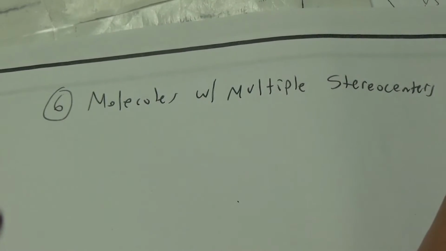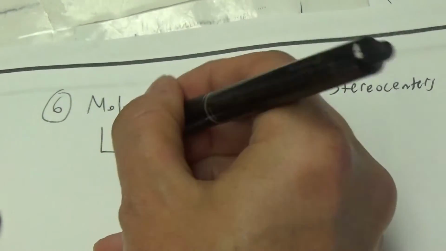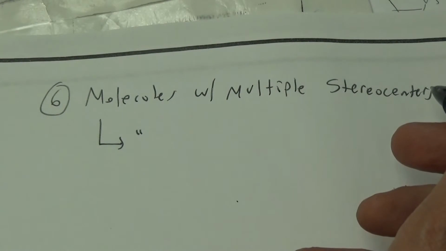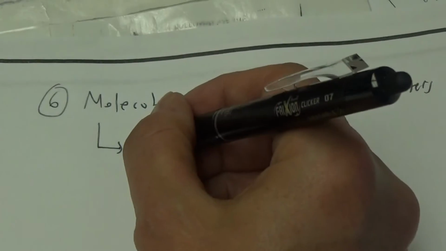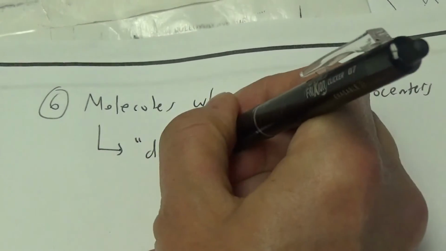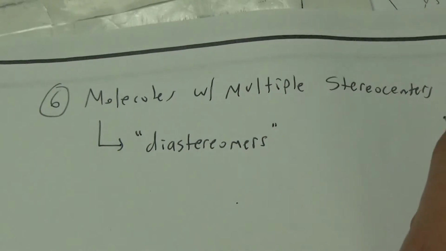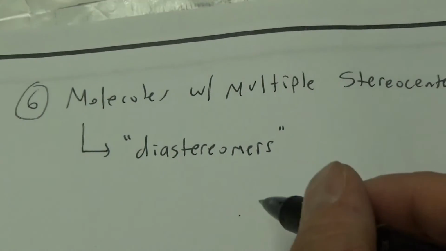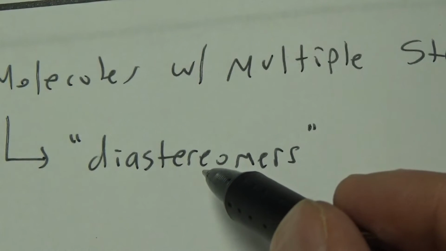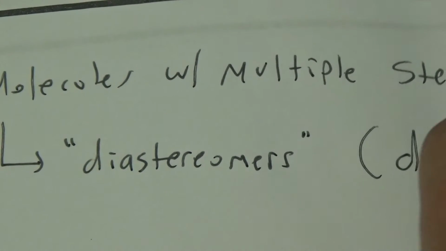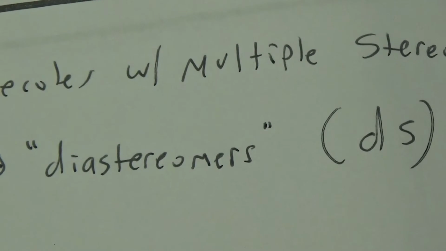Molecules with multiple stereocenters. And we're going to introduce a concept that's kind of like enantiomers, but it's a different relationship, because remember, an enantiomer is a relationship that chiral molecules have. So this is another relationship, and these are called diastereomers. So some molecules will be enantiomers, and some molecules will be diastereomers. D-I-A-S-T-E-R-E-O-M-E-R-S, diastereomers. Sometimes I abbreviate that as DS, just like I abbreviate enantiomer as EN sometimes.